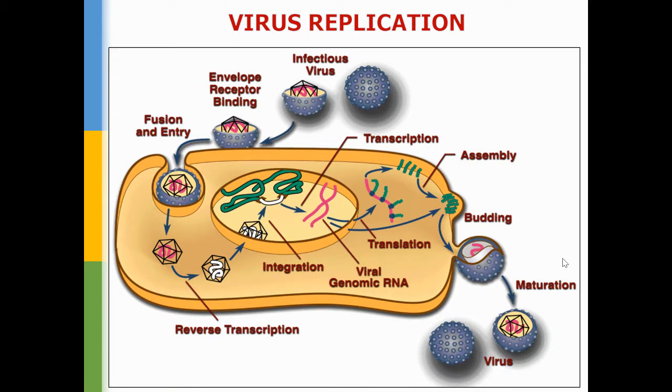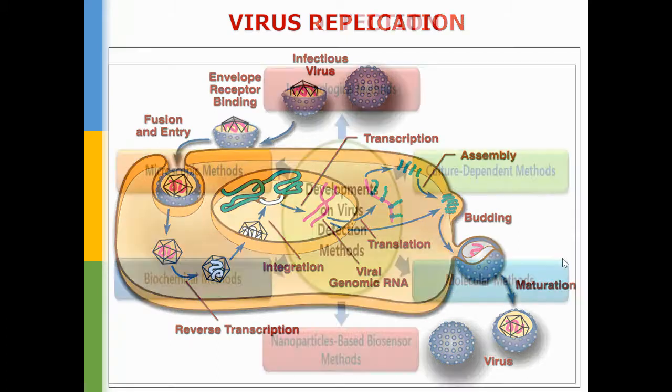Then, with respect to the virus replication, once entering into the cell, what exactly is happening? How is it entering and how is it multiplying inside the cell, and how is it coming out of the cell? These are all different steps which are involved in the virus replication. And in this module, I'm going to cover all those important steps with respect to virus replication.